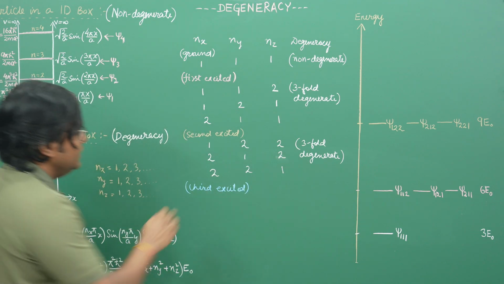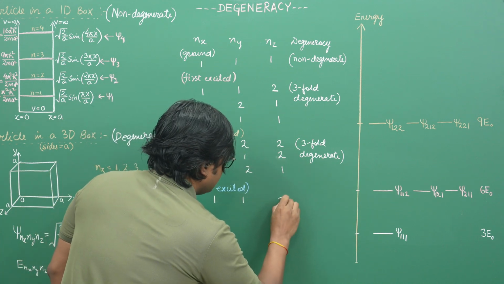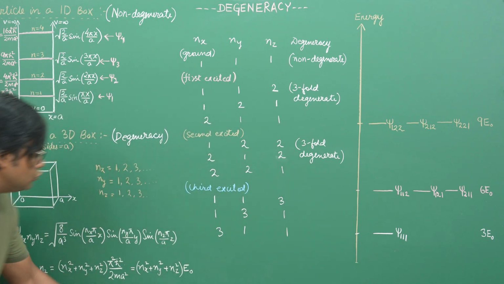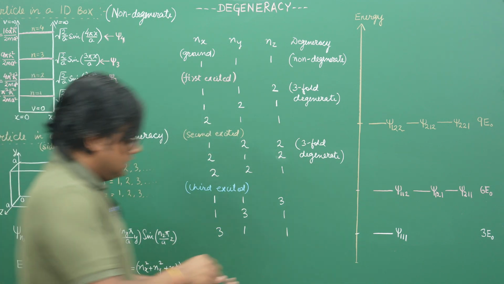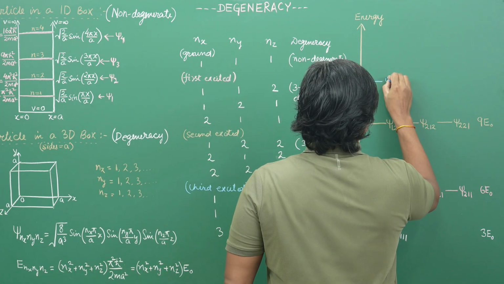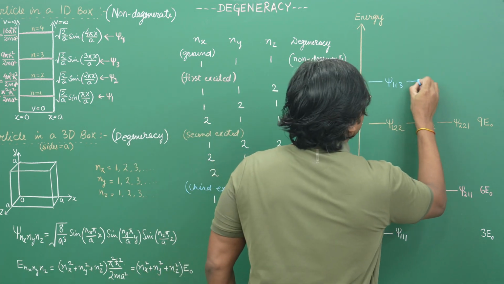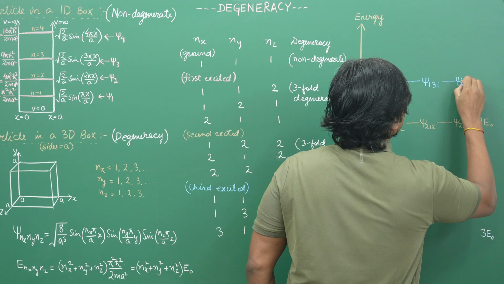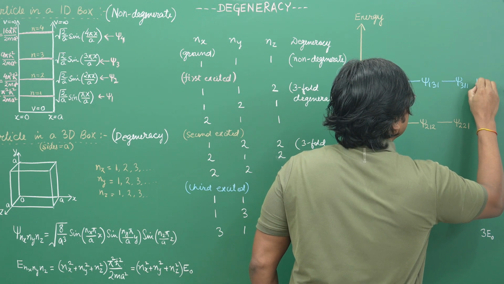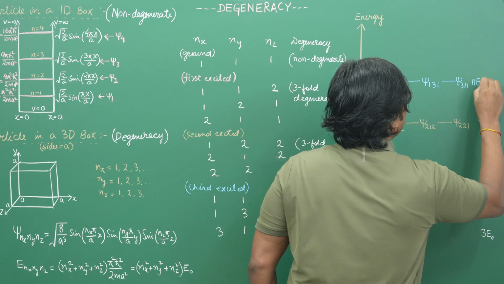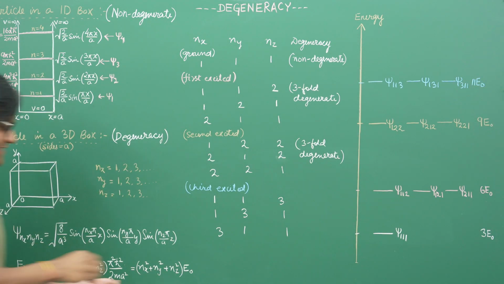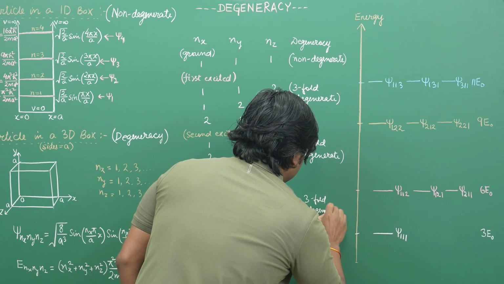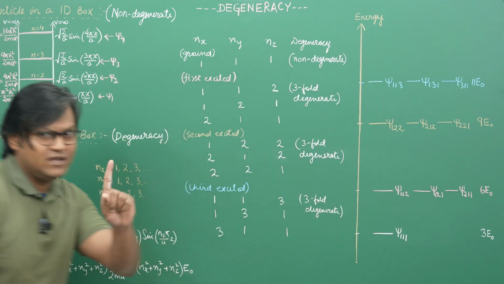The third excited state possibilities are 1, 1, 3, 1, 3, 1, and 3, 1, 1. That leads to 9 plus 1 plus 1, 11 E naught. So I can have psi 1, 1, 3, psi 1, 3, 1, and psi 3, 1, 1 that share the energy eigenvalue of 11 E naught. So again, this is a threefold degenerate state. Let's take one more example.